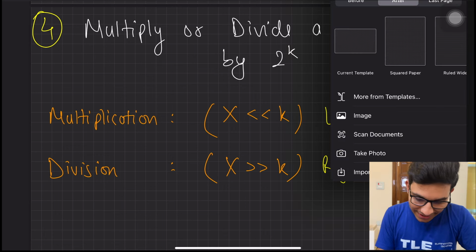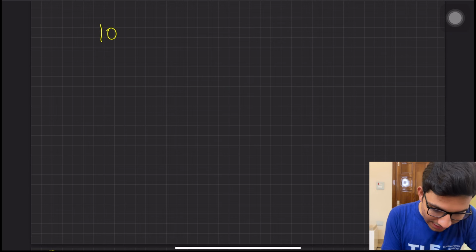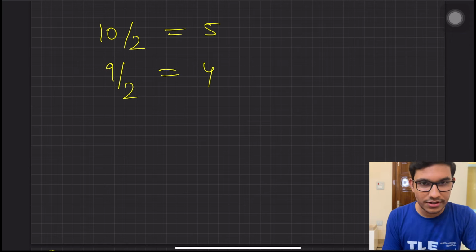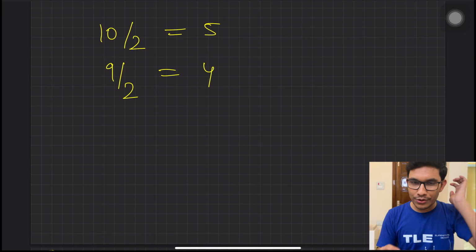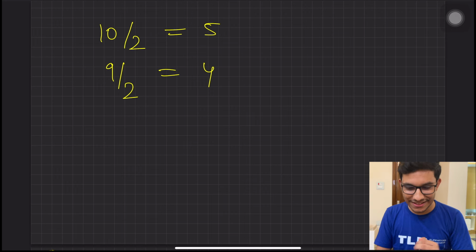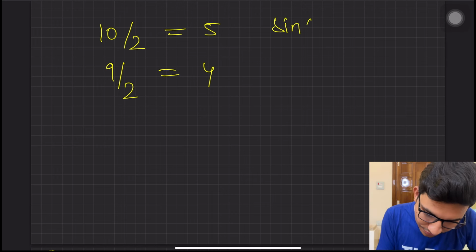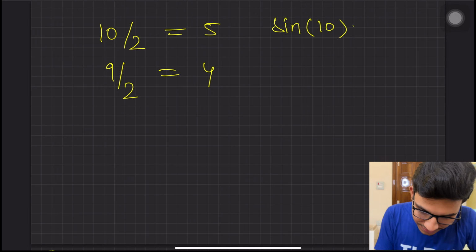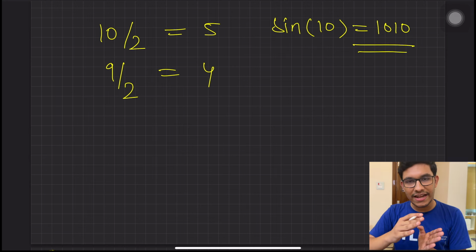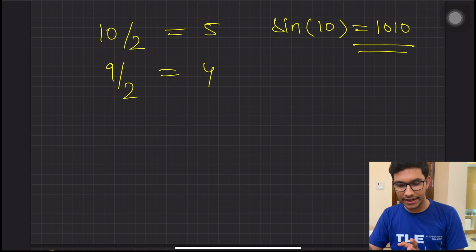Okay, let's look at an example. If, let's suppose, you want to say 10 divided by 2. So this becomes 5, right? Similarly, if you want to do something like 9 divided by 2, this becomes 4, right? What you can do is you can right shift this entire number by 1 bit in this case. So if you look at binary representation of 10, binary representation of 10 looks something like 1010. If you shift this entire number by 1 step towards the right, what will happen?